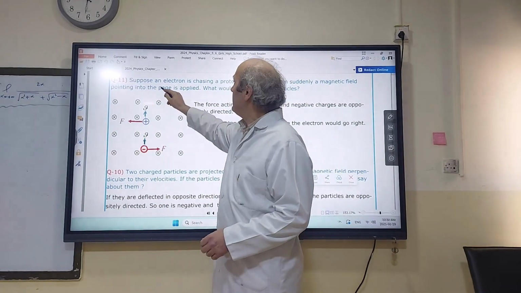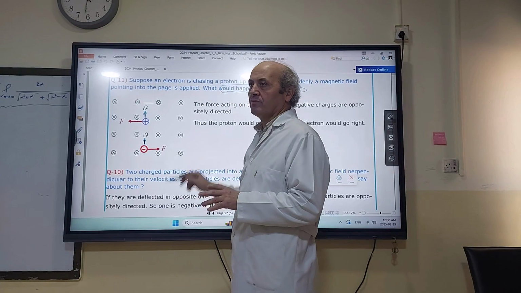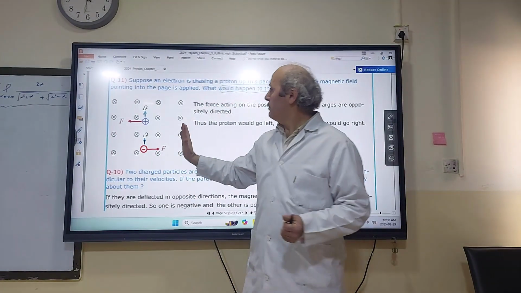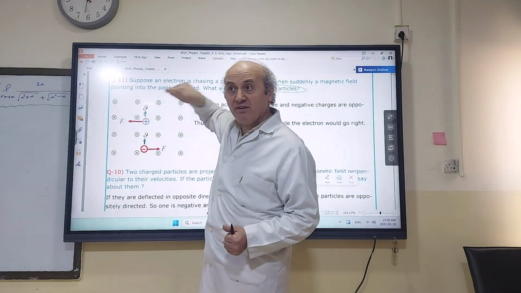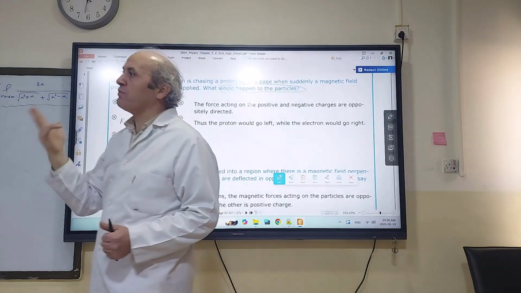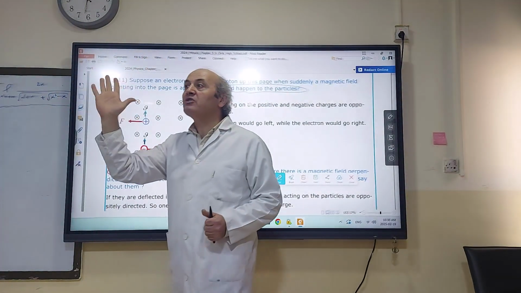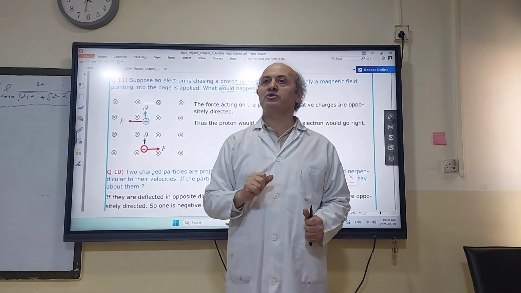What would happen to the particles? So when velocity is up the page, the magnetic field is perpendicular to velocity. If the magnetic field and velocity are perpendicular to each other, maximum magnetic force acts on the charges.